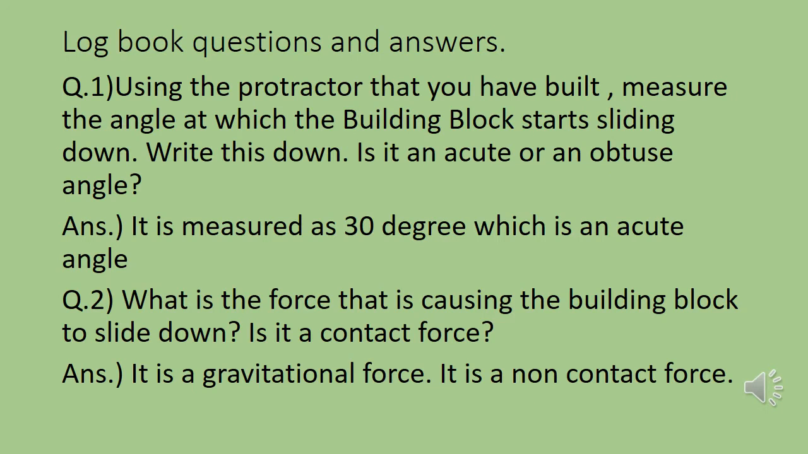Let's move to logbook questions and answers. Using the protractor that you have built, measure the angle at which the building block starts sliding down. Write this down. Is it an acute or an obtuse angle? It is measured as 30 degrees, which is an acute angle. Next question is, what is the force that is causing the building block to slide down? It is a gravitational force. It is a non-contact force.